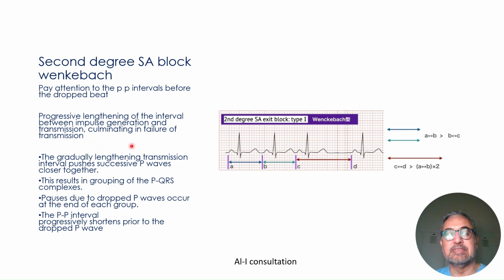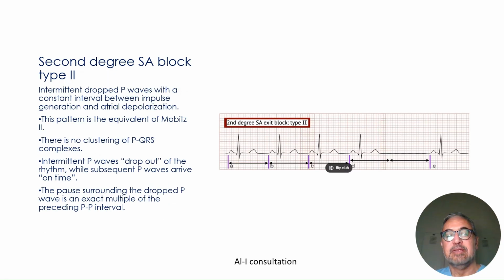We also have a second degree SA block of a Wenckebach nature, whether it's type 1 or type 2. A heart block in the SA node is ascertained by measuring the PP intervals of the two preceding beats, comparing it to the beat with a long PP interval. So this one is Wenckebach, and this other one here is type 2. So in type 2, those intervals remain constant.